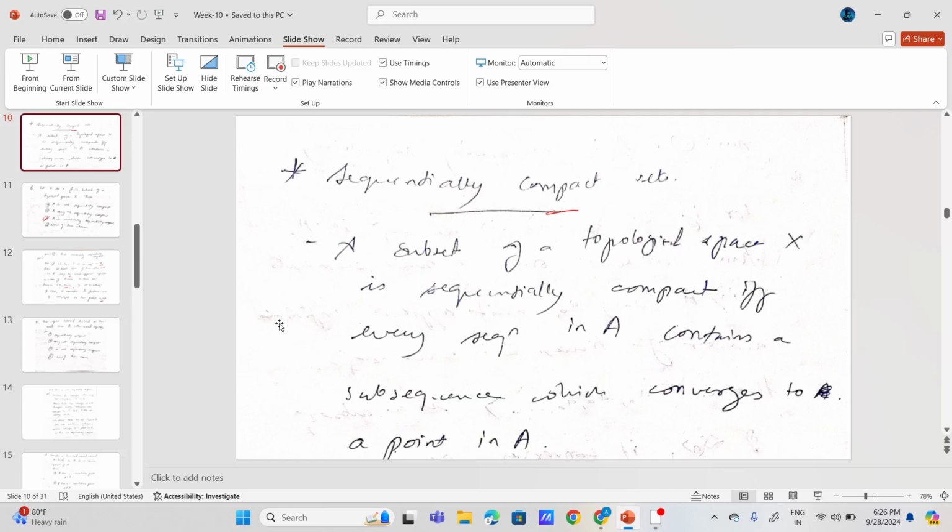The definition is that a subset A of a topological space X is sequentially compact if and only if every sequence in A contains a subsequence which converges to a point in A. Then we say that the topological space is sequentially compact.